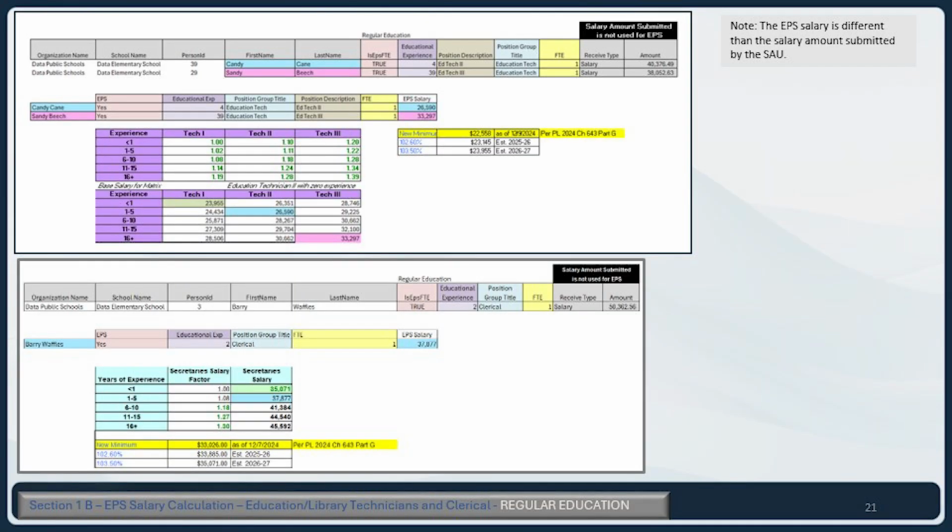For ed techs and clericals, for ed techs we look at whether they're a Tech 1, Tech 2, Tech 3. Then we look at the years of experience and what the FTE is that you report. Same with clerical, it is simply the years of experience and the FTE. And again, we're using a base salary. The salary is inflated each year by an inflation factor, and then it's reviewed every 3 years to see if there needs to be updates more than that inflation factor.